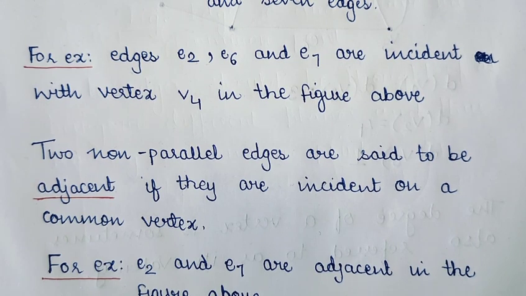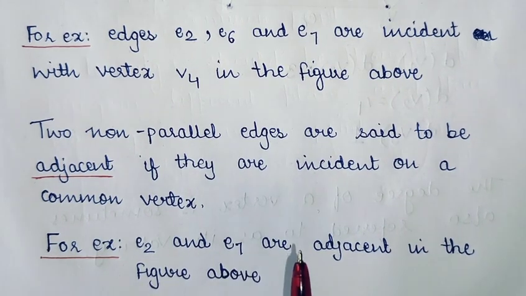Other than that, any two non-parallel edges are said to be adjacent with each other if they are incident on a common vertex. That is, if both the edges which are non-parallel have a common vertex associated with them, then those two non-parallel edges are said to be adjacent to each other.